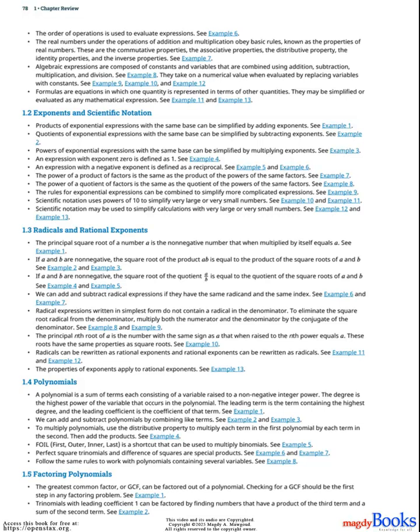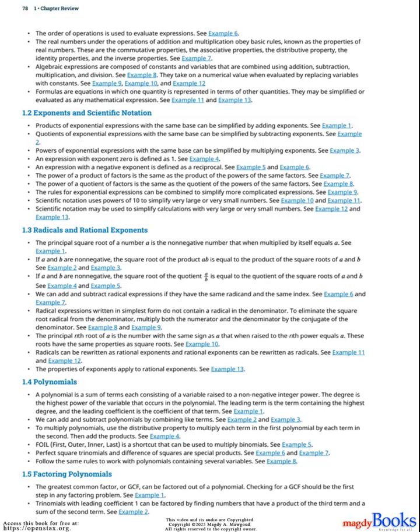1.1.5. The real numbers under the operations of addition and multiplication obey basic rules, known as the properties of real numbers. These are the commutative properties, the associative properties, the distributive property, the identity properties, and the inverse properties. See Example 7.